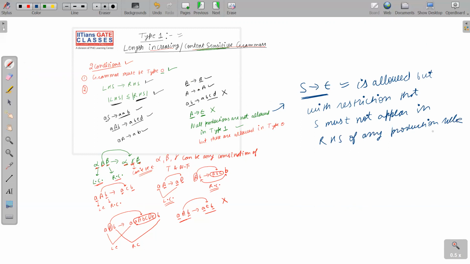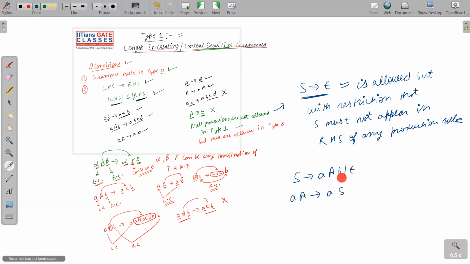Okay, so for example, let me show you one example. If you say S implies A, B or null, and A goes to AS like this. So what can you say about this? Is it type 1? No, this is not type 1. Why? Because S implies null is present, and S is present in the RHS of a production rule. Hence, this is not type 1.